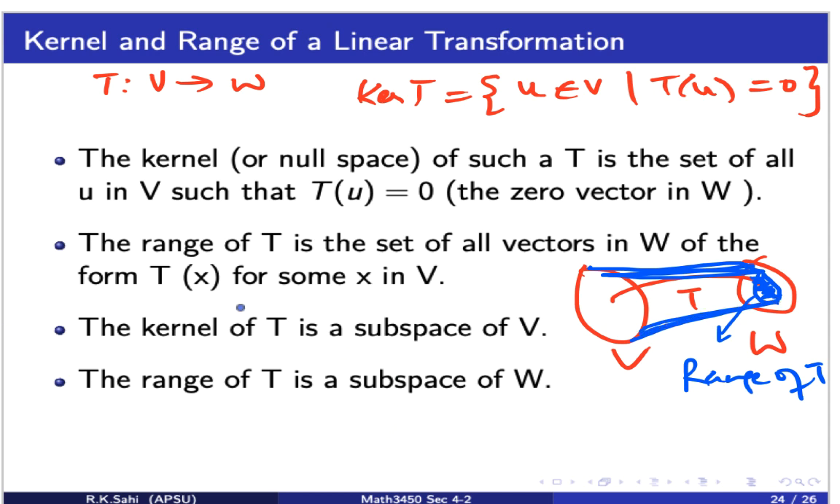Okay, so the kernel of T is a subspace of V, because where are the elements of the kernel coming from? They're coming from the domain of the linear transformation. And the range of T is all those elements in W which have a preimage in V. So the range of T is a subspace of W. And that's what we need to know. On that, we're going to work on the problems. Okay, so let's look at an example here.